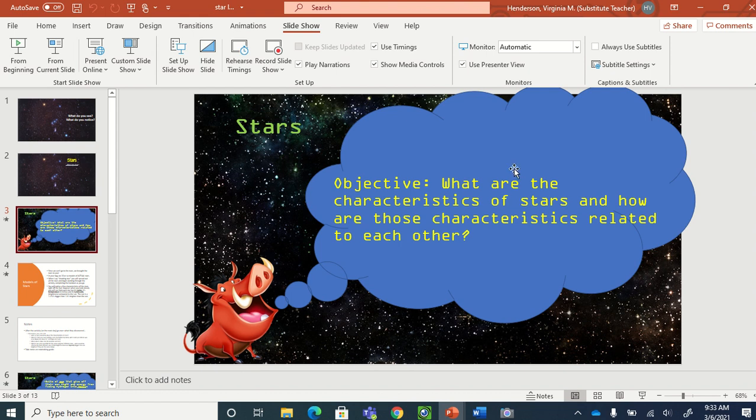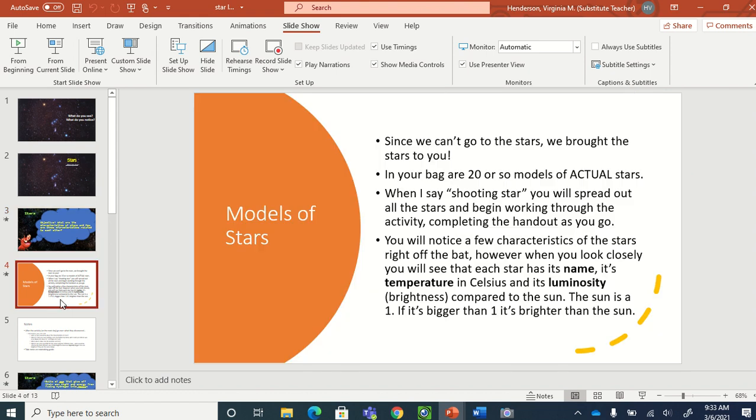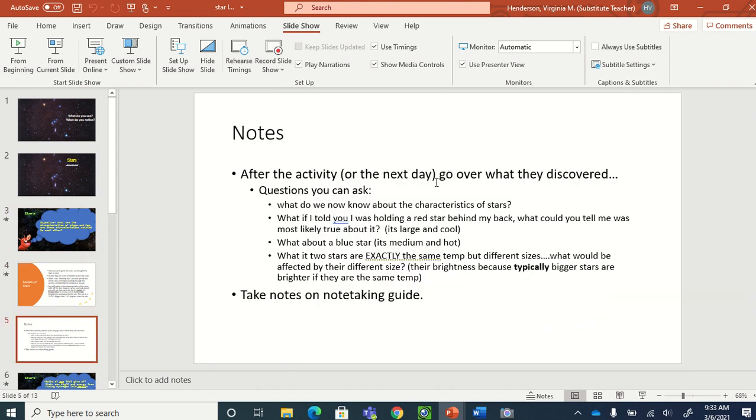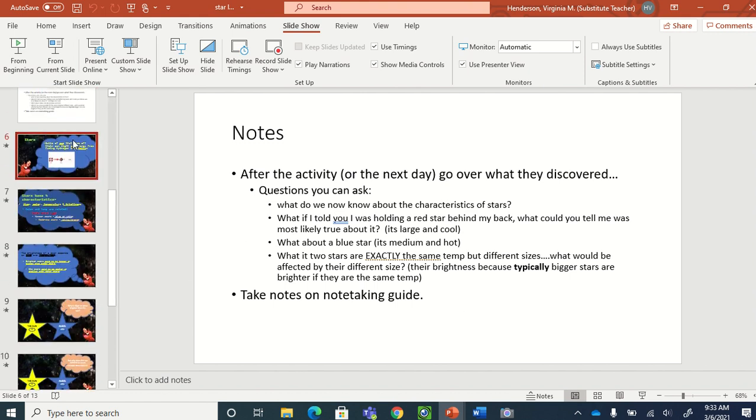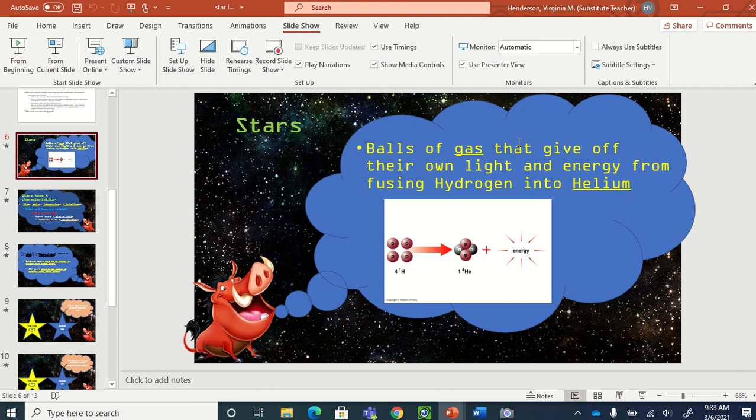So what are they? What are stars? Stars are the characteristics of a star and everything else. So this is what we were doing in class. So here's the notes that you'll need to take. So go ahead, pause right now, take what you need to take down from this. I want you guys to look at this because there's some things that you're going to need to know for your upcoming exams.